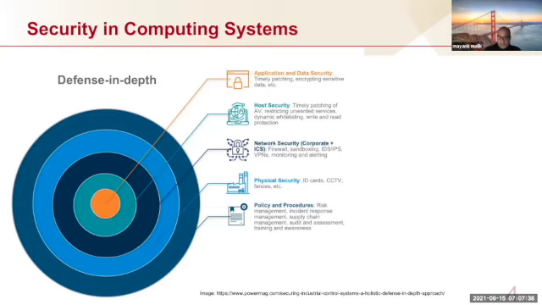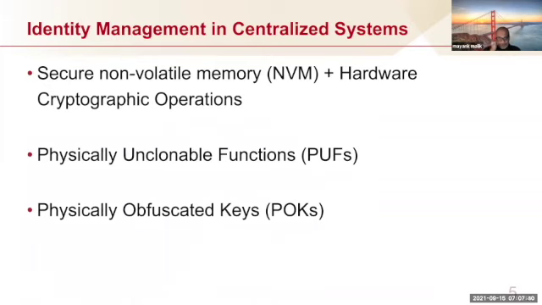And within the context of identity, what we do today for centralized systems is we have 3 sort of key mechanisms that I would say are super robust in terms of preserving and maintaining identity of devices. One is using a hardware-based solution, which is a secure non-volatile memory, combined with some hardware for cryptographic operations. Recently, we've seen a surge of use of physically unclonable functions. So we'll go into that as well. And a special case of physically unclonable functions is physically obfuscated keys.